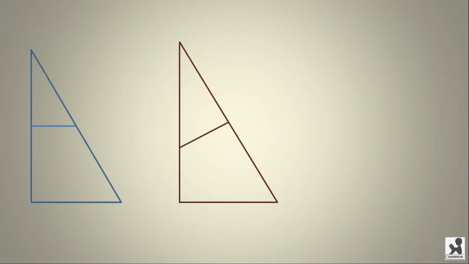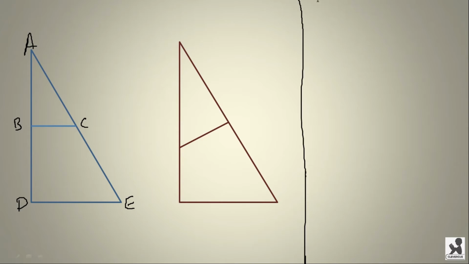Now let us see if there are two triangles. If there is a triangle in another triangle, let us name this triangle first. A, B, C, and this is D, E. So now let us consider triangle ABC and triangle ADE. We can see both angles are similar. How? Let us name this angle as theta.